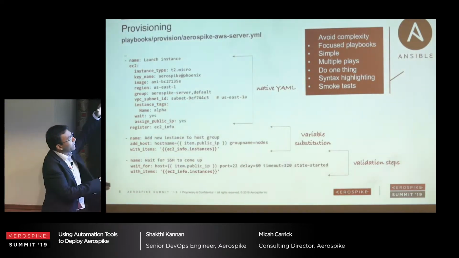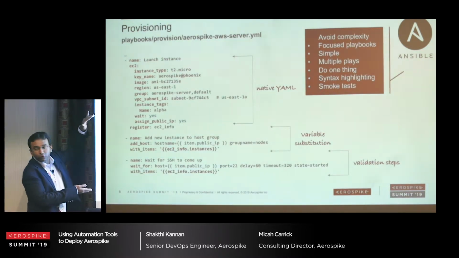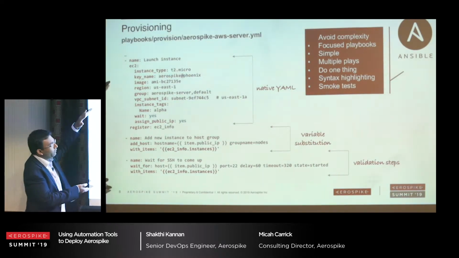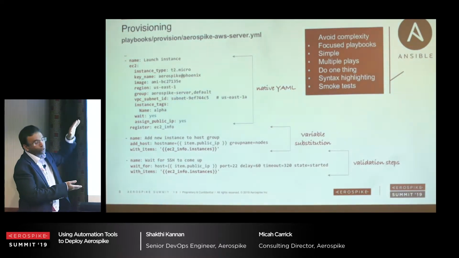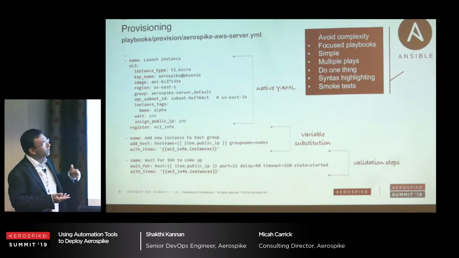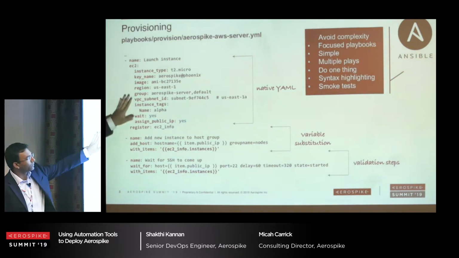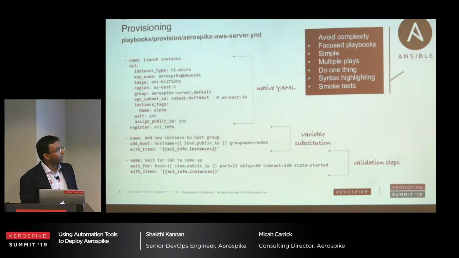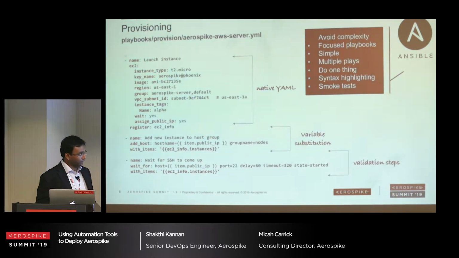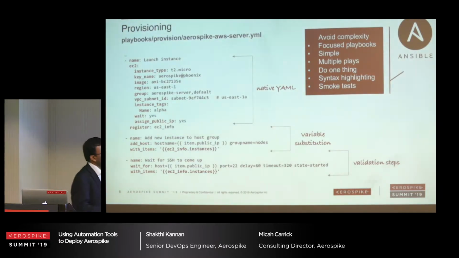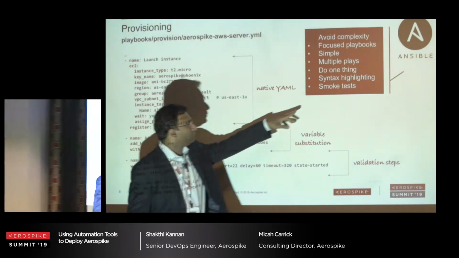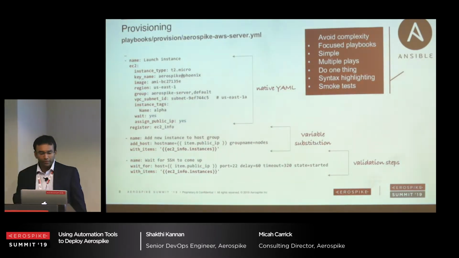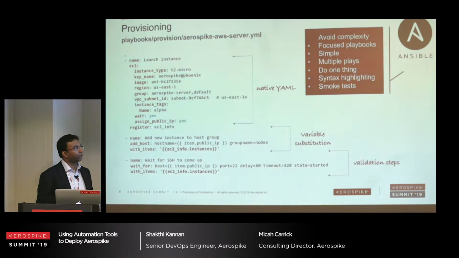So this is just a small example of a playbook for just provisioning an instance. Try to have these small playbooks which do one thing, follow the Unix principle: do one thing and do it well. Most of these YAML files can be parsed in text editors, so it's quite readable. And try to have smoke tests built in, so you also validate that whenever you make a particular change in the infrastructure, let's say you're starting an Aerospike server, make sure it's listening on port 3000, for example.